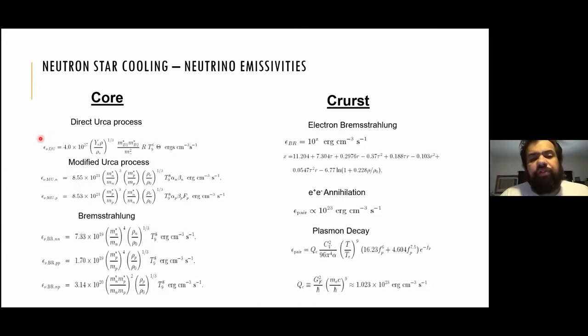For the purposes of this talk, we just consider this direct Urca process, neutron beta decay processes. The modified Urca process is similar to the direct Urca process. So those are neutrino emission processes. The difference is here we have a bystander particle, and I don't want to get into details here, but you see the magnitude is much different, right? This is 10 to the 27, this is 10 to the 21. Okay, so let's keep this in mind. Then we have Bremsstrahlung, we have a crust process, then we can have electron Bremsstrahlung, electron-positron annihilation and plasmon decay, just basically this solid state effect.